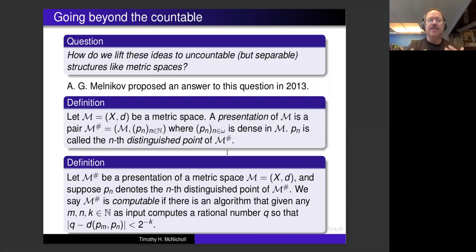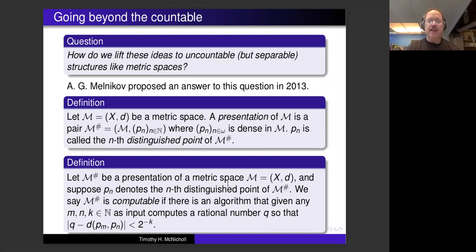What makes a presentation computable? Well, we might say it's computable if the distance function is computable. That's sort of pretty much true, but that's not how we define it. So we have a presentation, and roughly speaking, we say it's computable if the distance function is computable on the distinguished points.